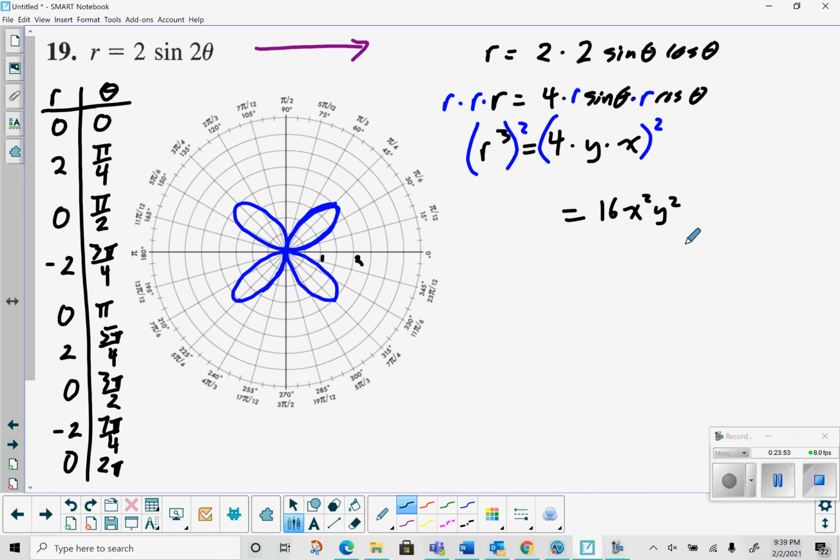All right, now I'm going to do a little bit of magic here on the left-hand side. That r cubed squared is the same thing as saying r squared cubed. And now I can do the substitution. R squared is equal to x squared plus y squared.